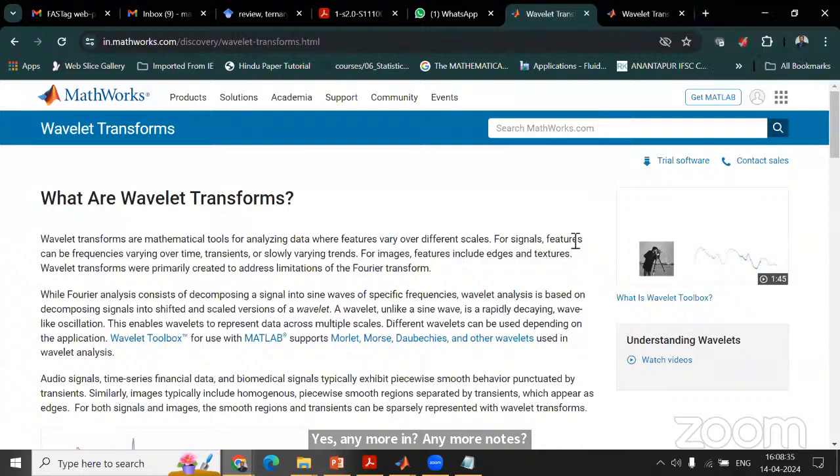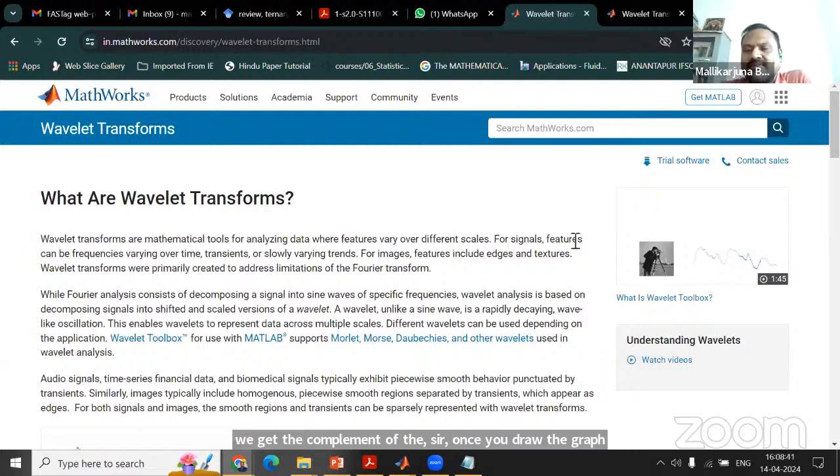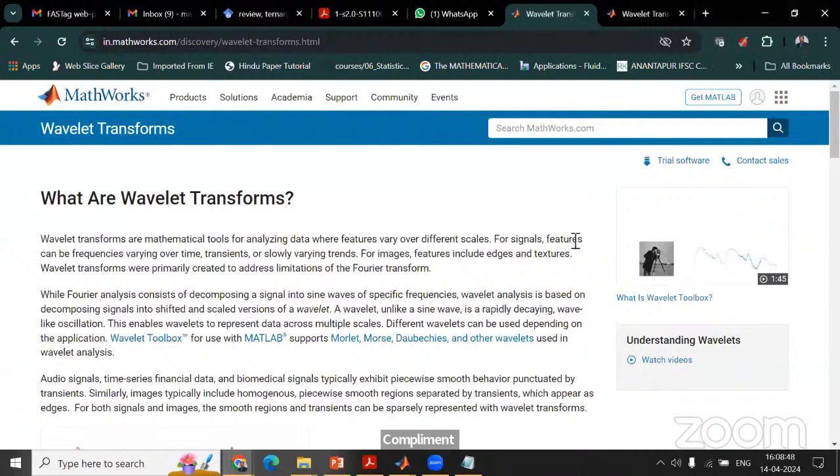Can we get the complement of the graph, sir, once we draw the graph? Complement of the graph? Madam, sorry, I'm not aware of that. Complement means? Complement means the other graph in which the edges are not adjacent. If they are adjacent in this graph, they are not adjacent in the other graph.